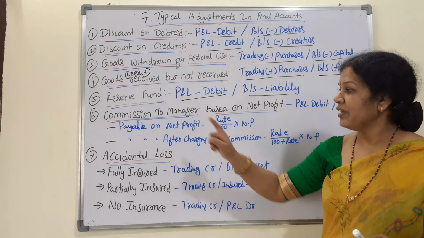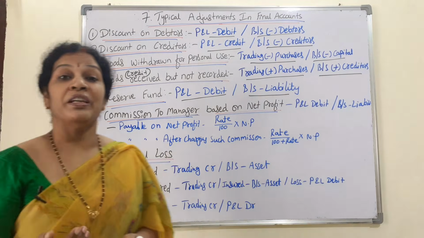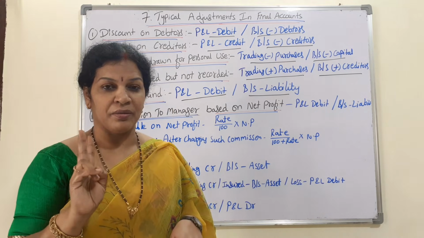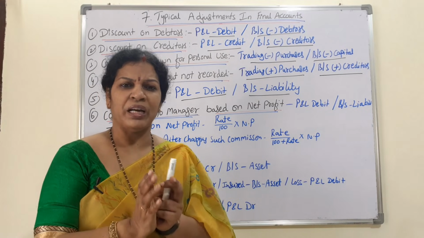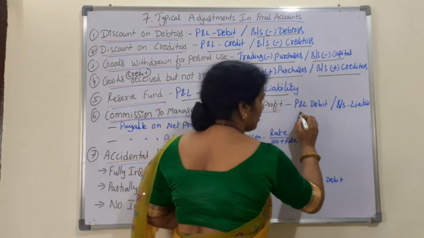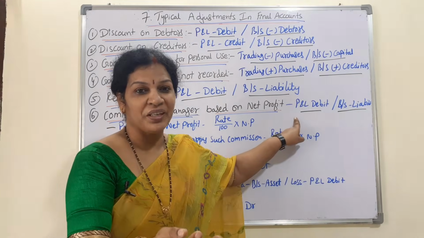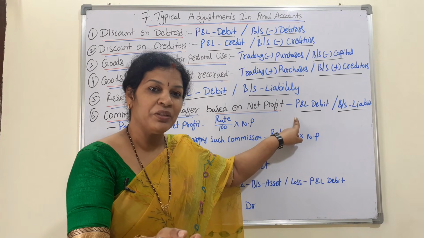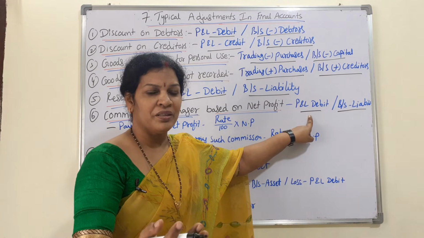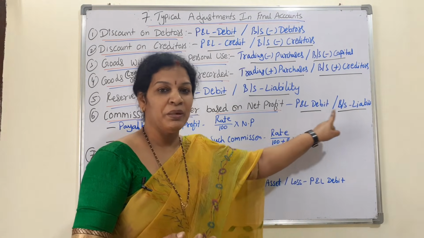This is reserve fund. Next one, commission to manager based on net profit. Here two kinds of treatment will be there. Before going to the calculation, whatever commission we give to the manager, the treatment will be P&L account debit side, balance sheet liability. Why P&L account debit side? Commission we are giving to the manager, that is a loss, so P&L account debit side. We are going to pay it, so that's balance sheet liability.